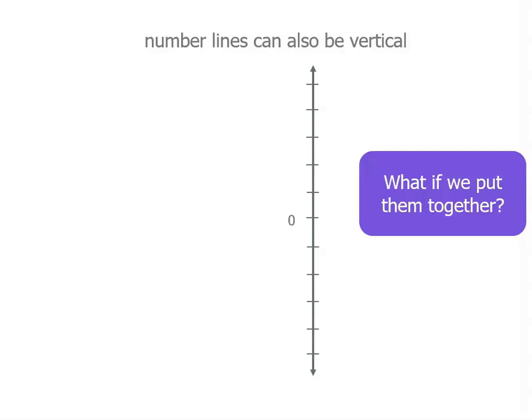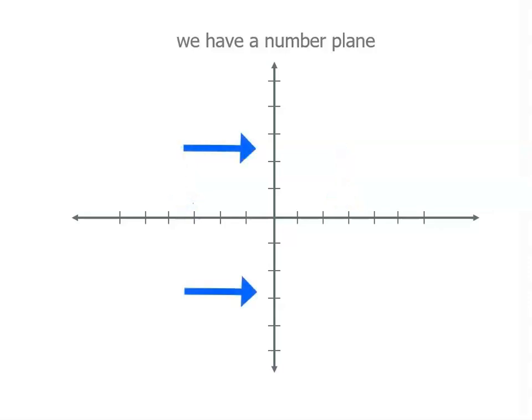Now, what if we put that together with a horizontal number line? Why don't we see what happens? So there's our vertical number line, and there's a horizontal number line. Now, we've actually just made a number plane. That's all they are. So we've got a number plane, and it's really like a horizontal number line intersecting a vertical number line.